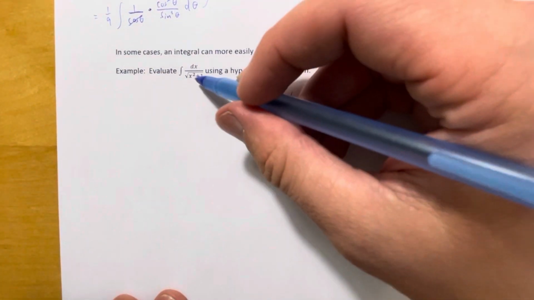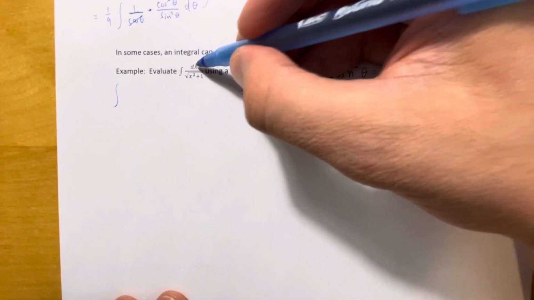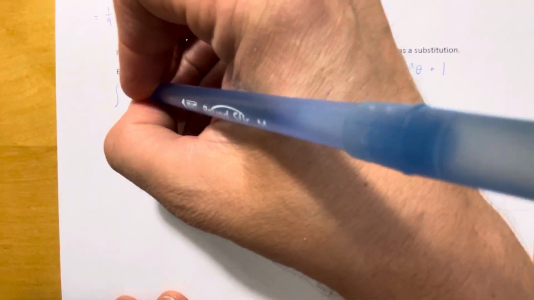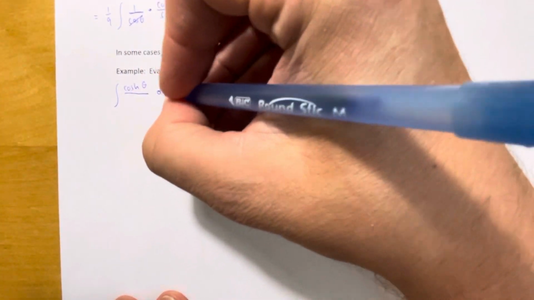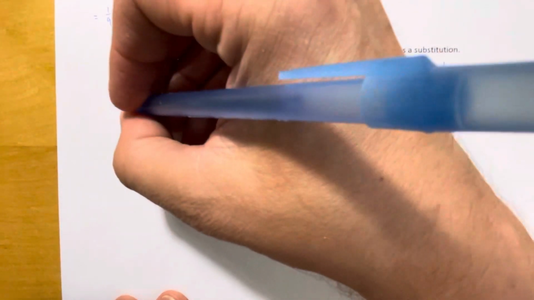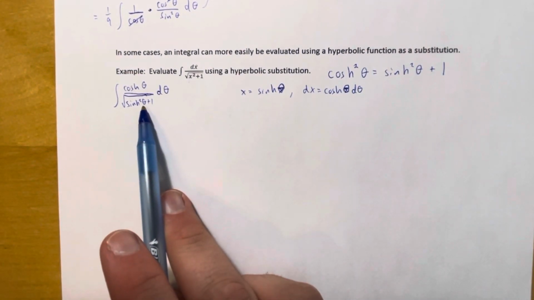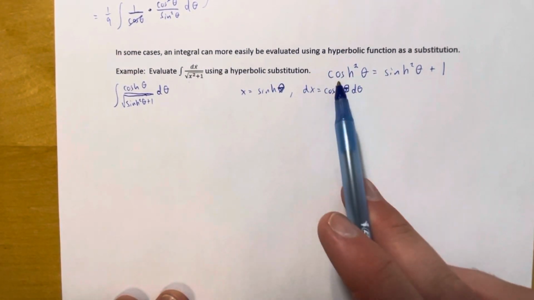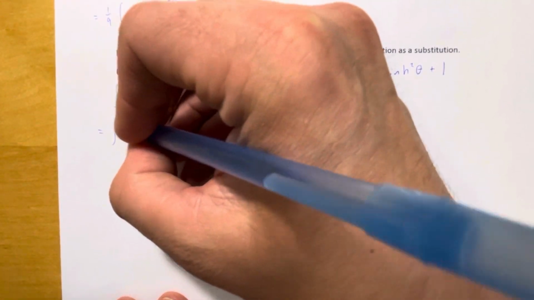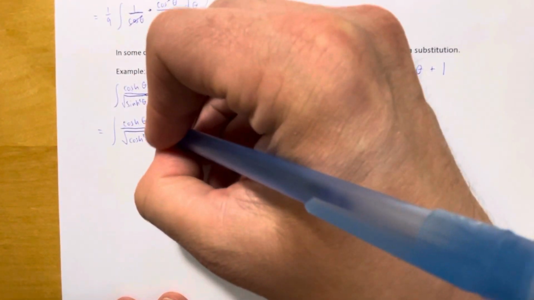Okay, so now going to my integral right here, I can make a substitution. I would get dx, which I said over here is cosh of theta d theta, over the square root of x squared plus 1, which becomes the square root of sinh squared of theta plus 1. And this is where that identity is going to get used. That radicand becomes cosh squared. So I get cosh of theta over the square root of cosh squared of theta, d theta.